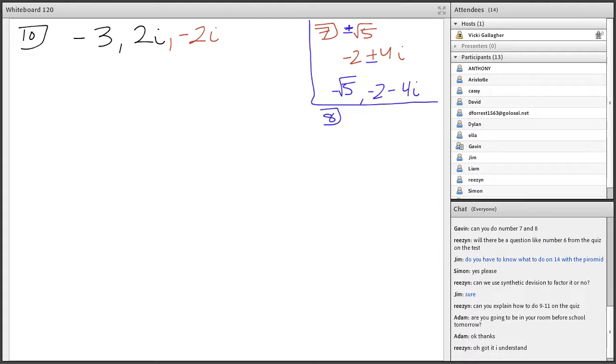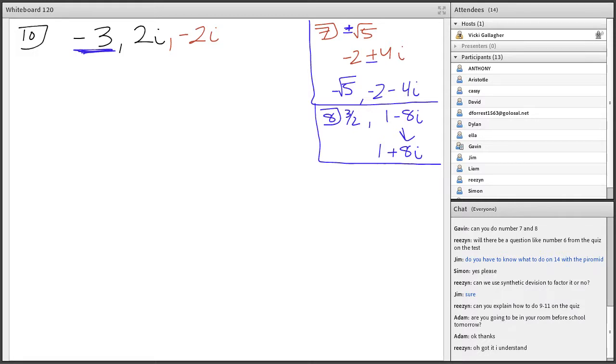So number 8 had a little trick to it. It was a 3/2 and it was a 1 minus 8i. They wanted you to only write the partner for the 1 minus 8i. The 3/2 does not have to have a partner, just like this -3 does not have to have a partner.